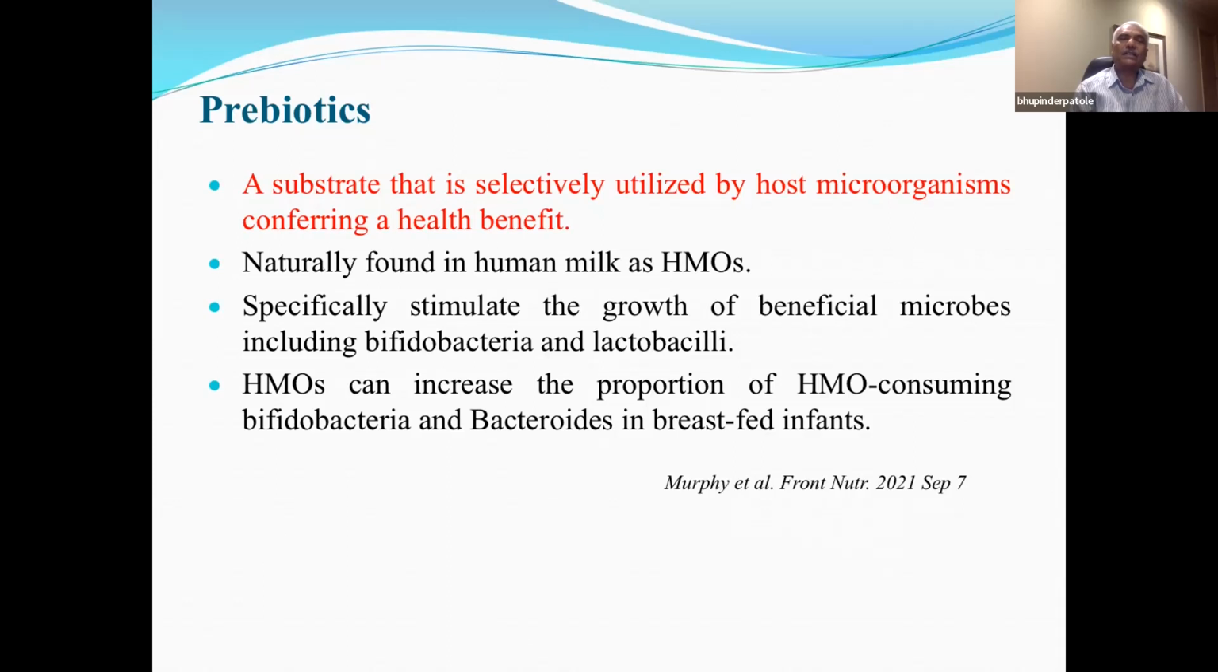They will promote the survival and growth of good bacteria inside the gut. Per se, they can block the receptor sites so that pathogens cannot come and locate there. And they have direct effects, which are anti-inflammatory and anti-infective.